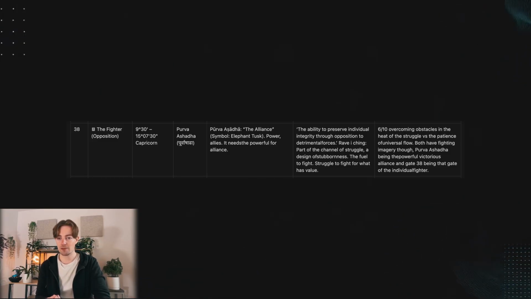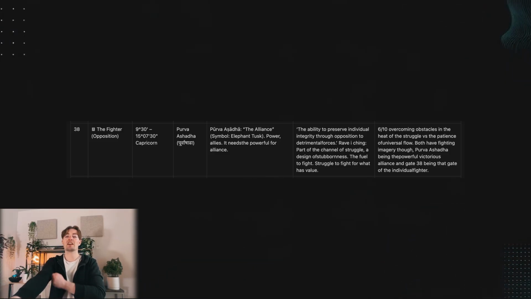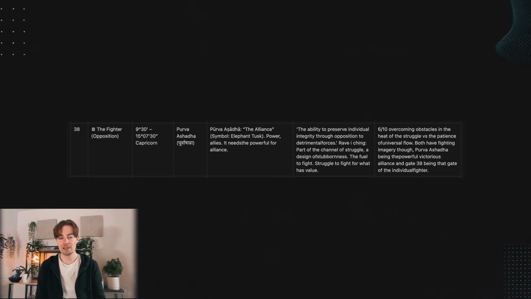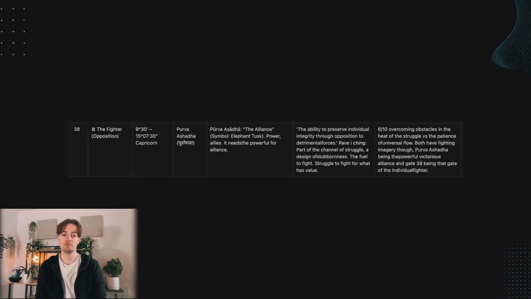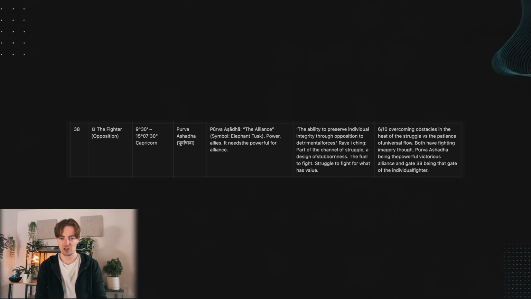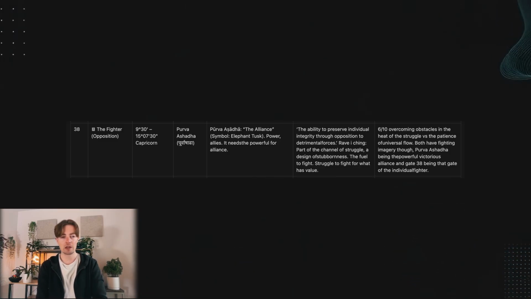alignment here. Overcoming obstacles in the heat of struggle versus the patience of universal flow. Both have fighting imagery. Purva Ashada being the powerful, victorious alliance. Gate 38 being the gate of the individual fighter. One's an individual fighter, one is this powerful allies and assured victory. So both have this fighting dynamic. I think that's a very, very clear match. The gate of the fighter in a nakshatra associated with victory and powerful alliances. Very good. And in Capricorn as well, this solid earth sign ruled by Saturn, which is certainly gritty and ready to fight. So a very good archetypal match on this one. I will give it a 6 out of 10.